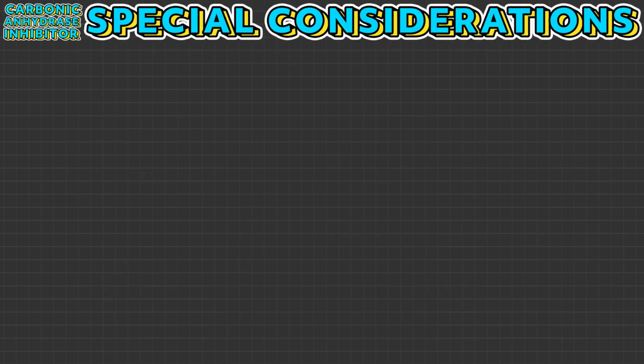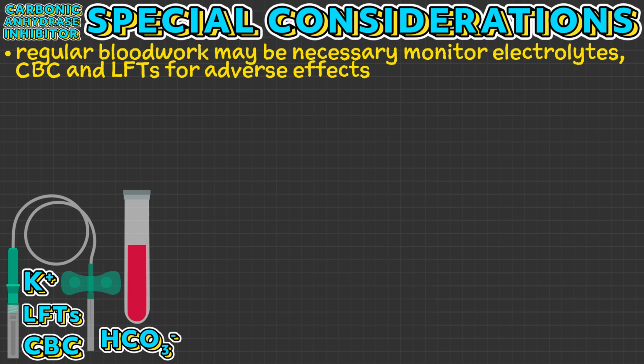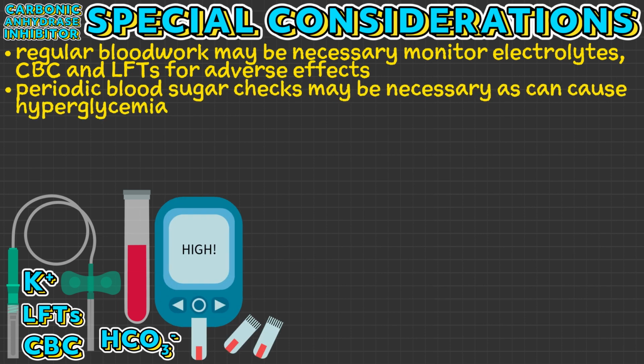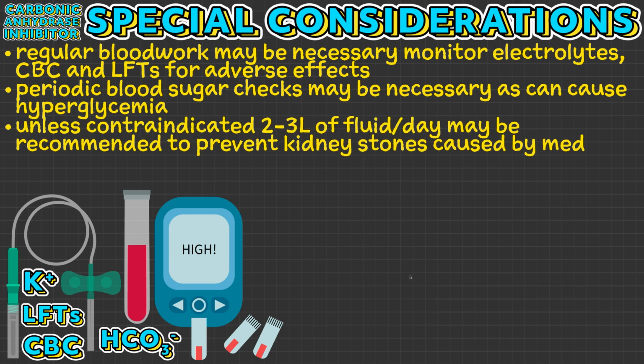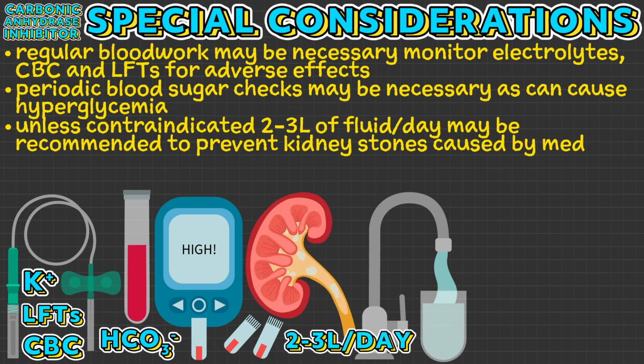During therapy with carbonic anhydrase inhibitors, regular blood work may be necessary to monitor electrolytes, such as potassium and bicarb, complete blood count, and liver function tests for potential adverse effects. Additionally, blood sugars may need to be checked periodically, especially in those with diabetes, as carbonic anhydrase inhibitors can cause hyperglycemia. Furthermore, unless contraindicated, increasing fluid intake to 2 to 3 liters per day may be recommended to prevent kidney stone formation caused by the medication.